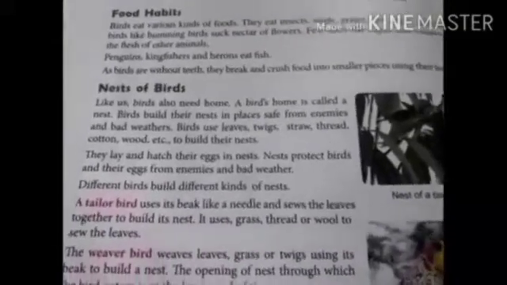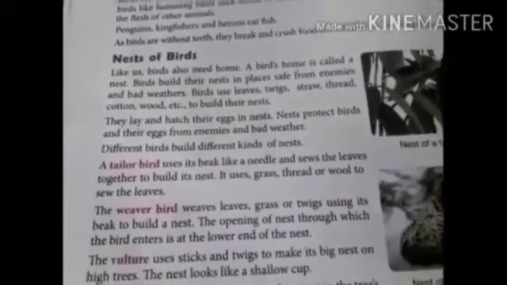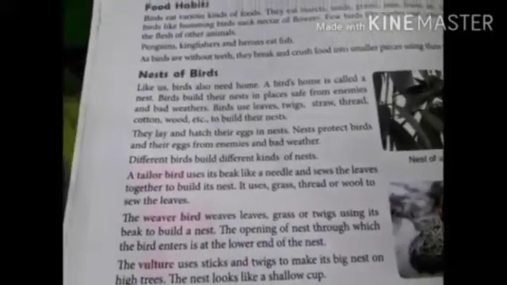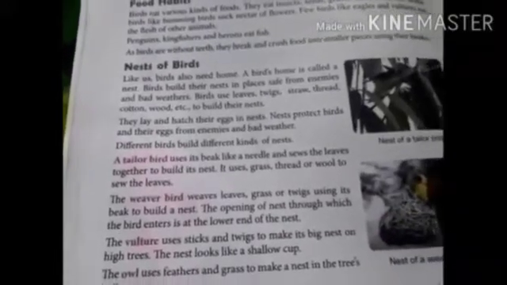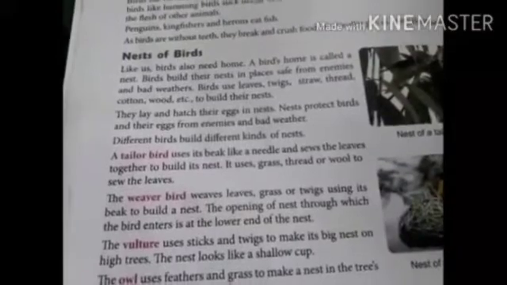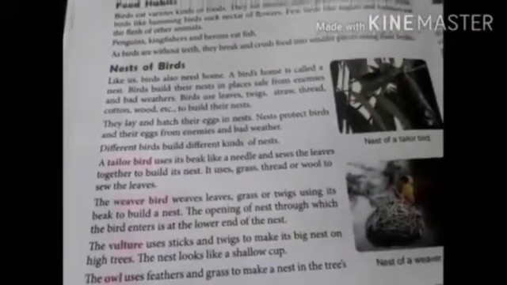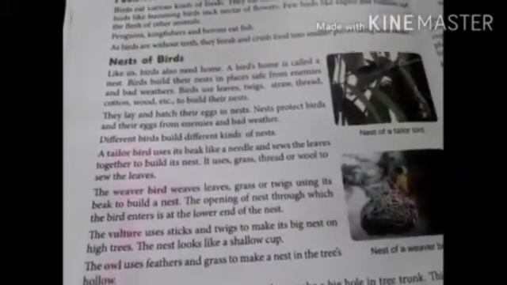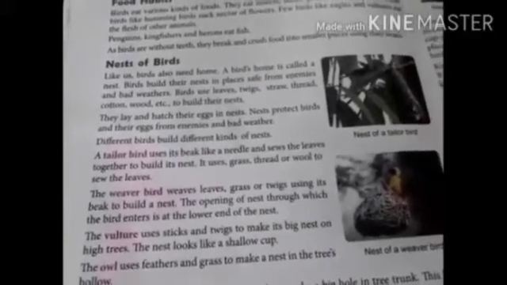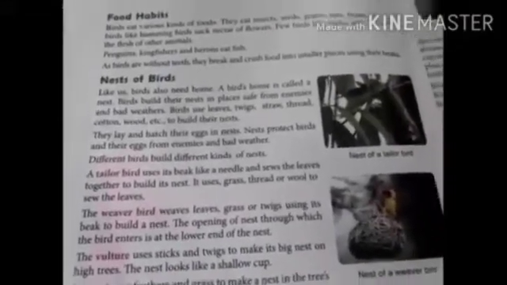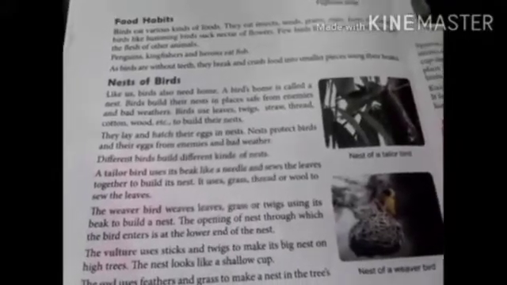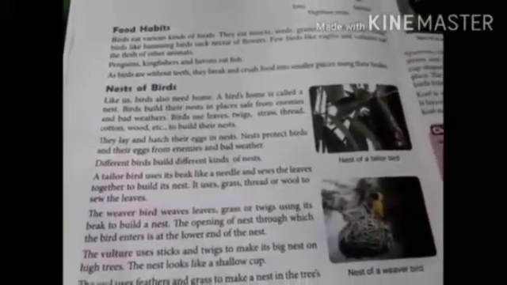Now different birds build different kinds of nests. A tailor bird uses its beak like a needle and sews the leaves together to build its nest. It uses grass, thread or wool to sew the leaves. The weaver bird weaves leaf, grass or twigs using its beak to build a nest. The opening of the nest through which the bird enters is at the lower end of the nest.